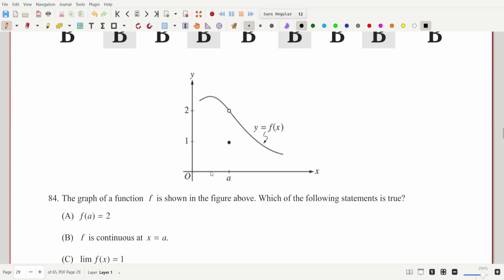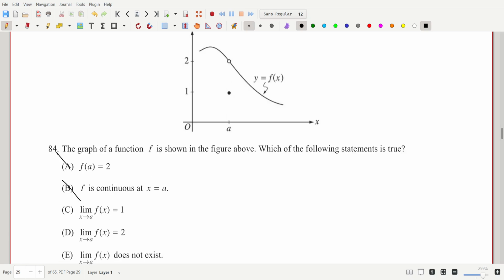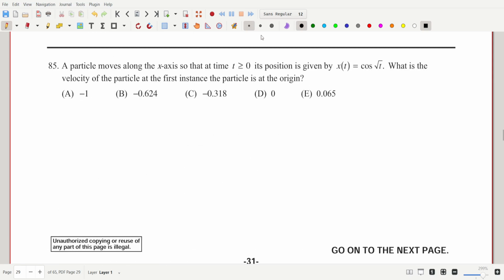Okay. Next one, the graph of function f is shown in the figure above, which of the following statements is true. F of a is 2. No, it's 1. F is continuous at a. No, it jumps. The limit is 1. No, the limit's 2. That's what the hole is. Limit is 2. Yes. Limit doesn't exist. No, it's D.